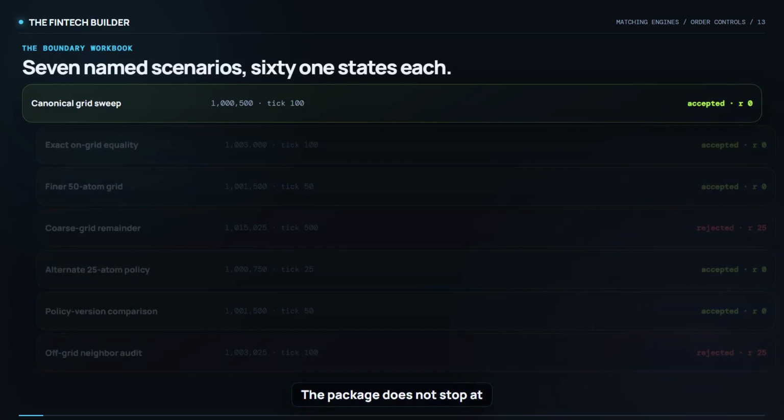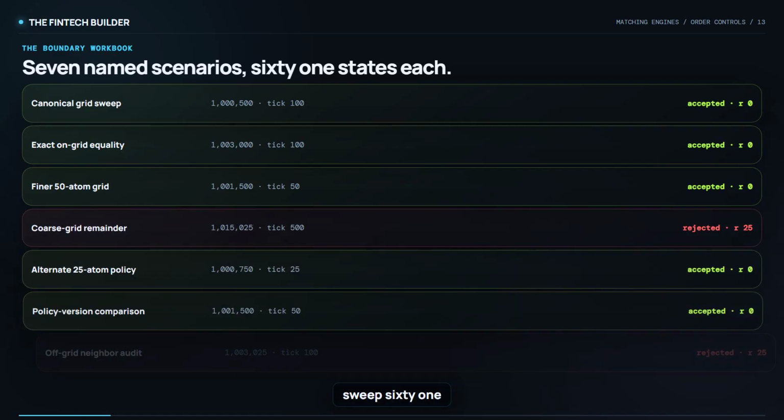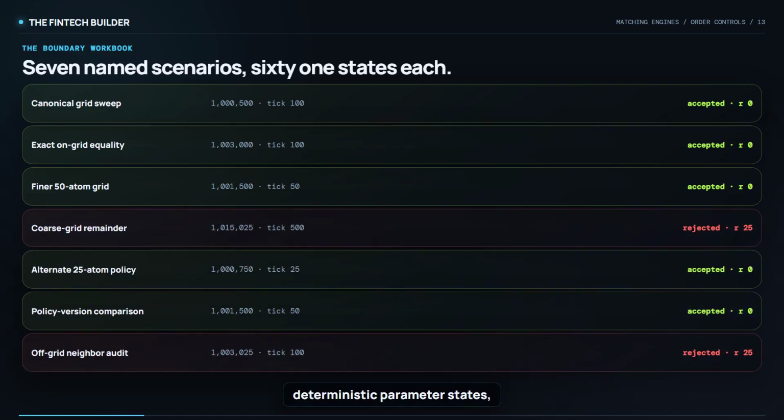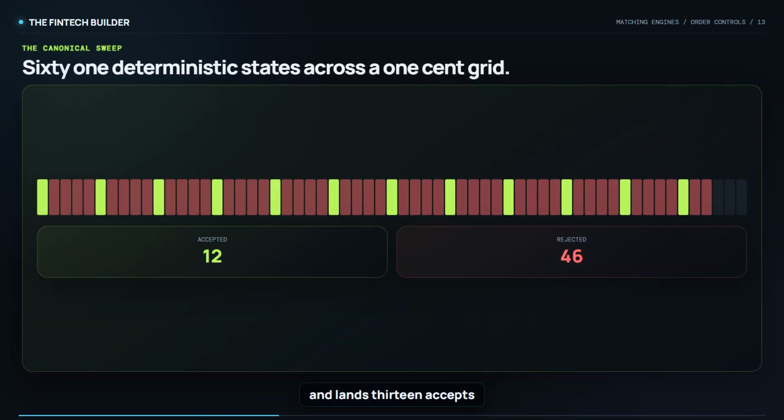The package does not stop at one worked example. 7 named scenarios each sweep 61 deterministic parameter states, and every state is recomputed from the reference function. The canonical sweep walks a price across a 1-cent grid and lands 13 accepts against 48 rejects, which is exactly what a fine grid and a coarse step should produce.